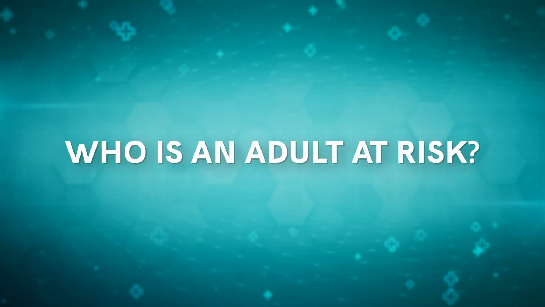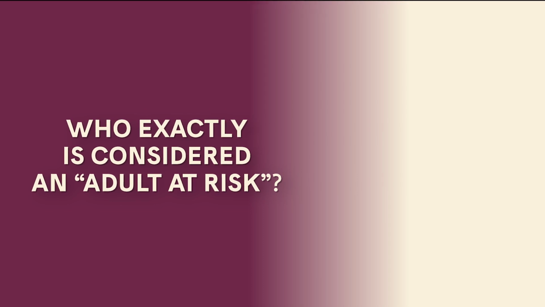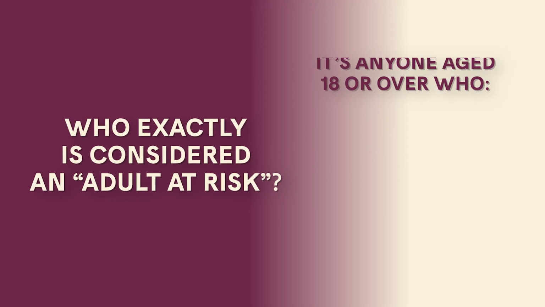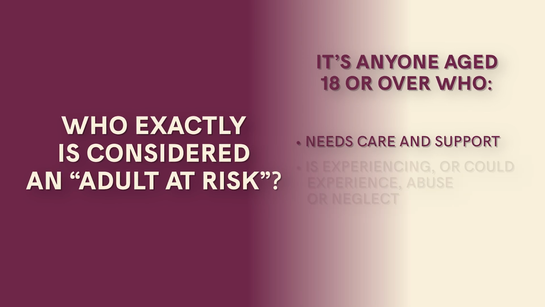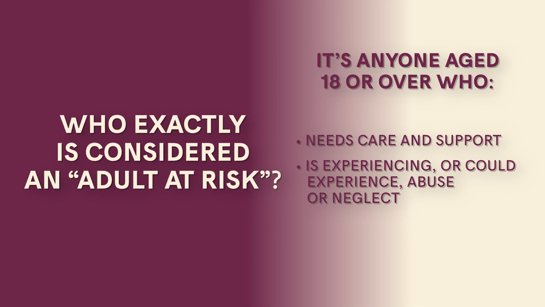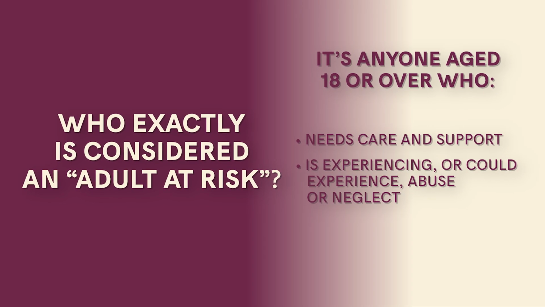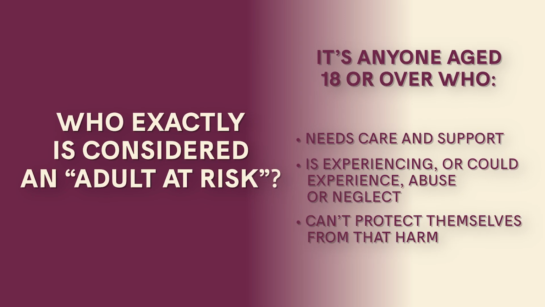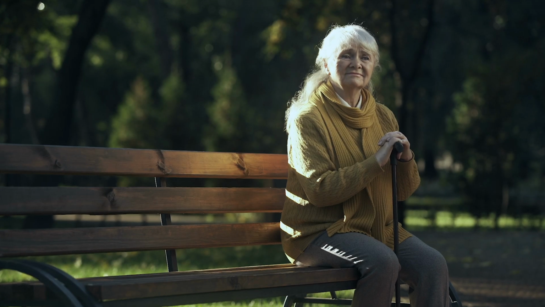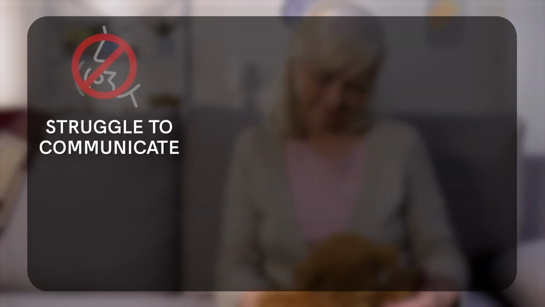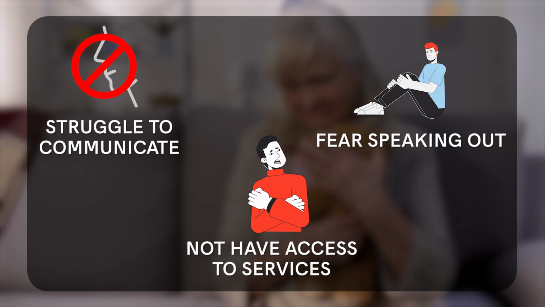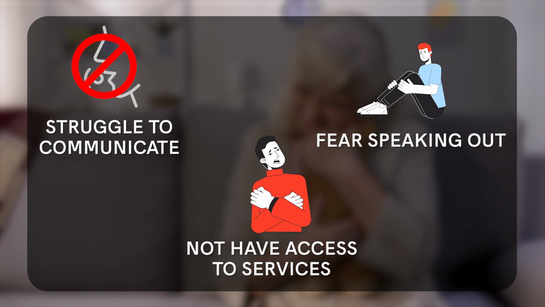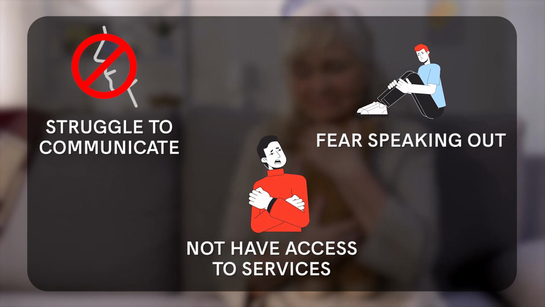Who is an adult at risk? So, who exactly is considered an adult at risk? It's anyone aged 18 or over who needs care and support, is experiencing or could experience abuse or neglect, and can't protect themselves from that harm. Often, these individuals may not even realize what's happening to them is abuse. They might struggle to communicate, not have access to services, or fear speaking out, especially if the person harming them is a carer or someone they rely on.